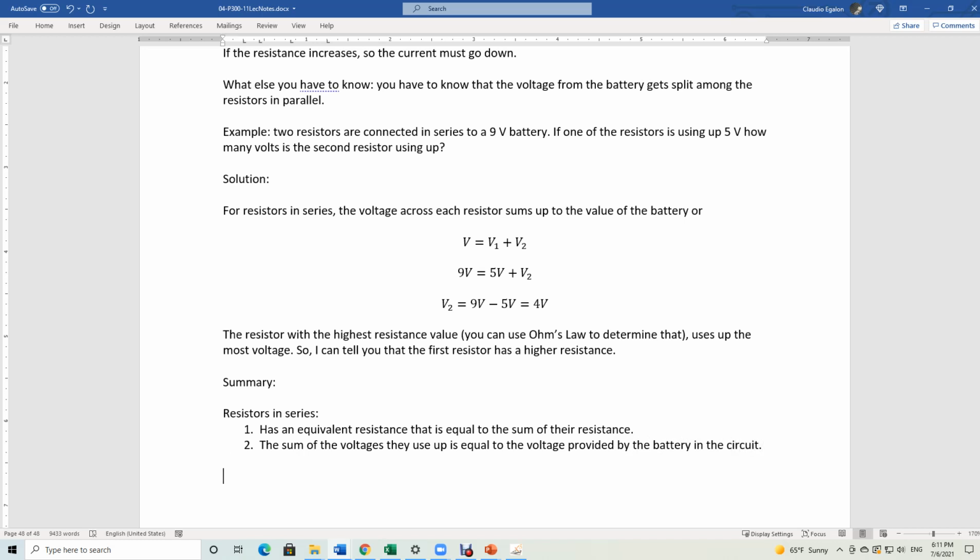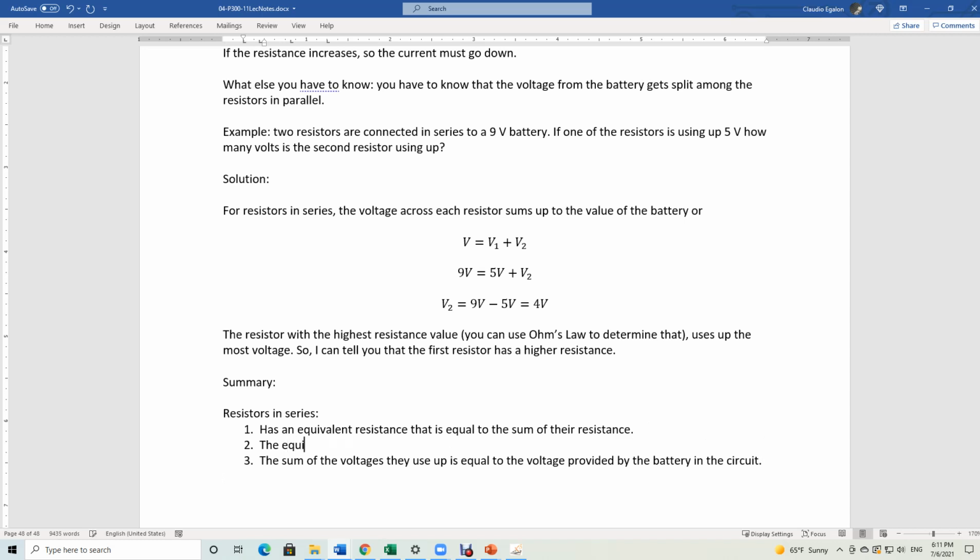And that, of course, assuming that nothing else is in there. So if you have 3 resistors, same thing. 4 resistors in series, same thing. Equivalent resistance R1, R2, R3, R4, and so on. And the voltage drop in each, used up by each resistor, is going to be V1, V2, V3, V4, and their sum should be equal to the voltage provided by the battery. And the equivalent resistance is always greater than the largest resistance in the circuit.